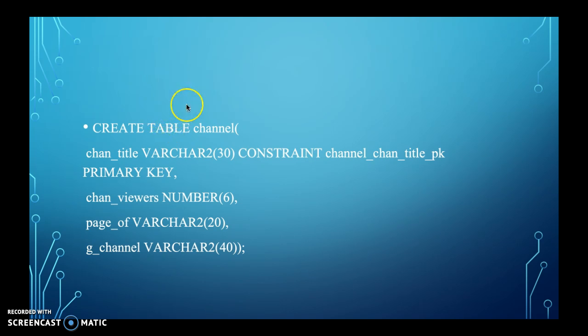So now create table channel, and all the table's attributes, and on each attribute we have to assign the data type. Like for the channel, we have channel title, its data type is varchar, and the 30 is the limit on the number of letters. So if you type more than 30, it's going to throw you an exception. The channel title is also the primary key of the channel table. We have the channel viewers, the page of the channel.